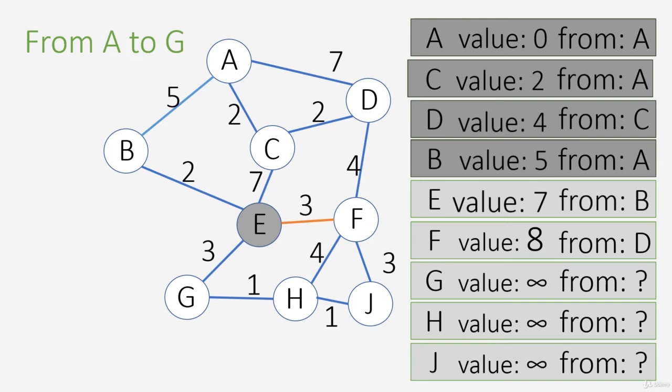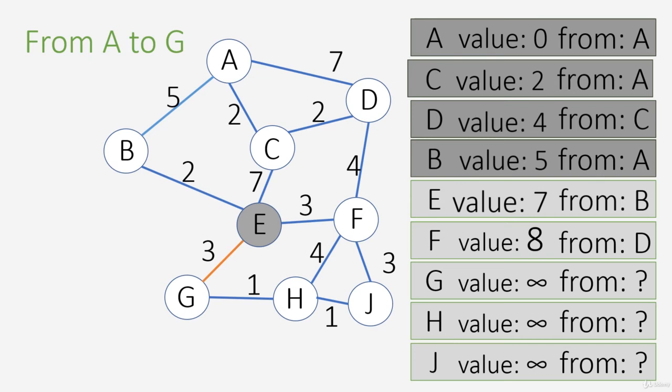F, and it takes me 3. So I check whether the added up value, so value of E plus 3, is smaller than the current value, and it is not. So I leave it and move on to next edge.